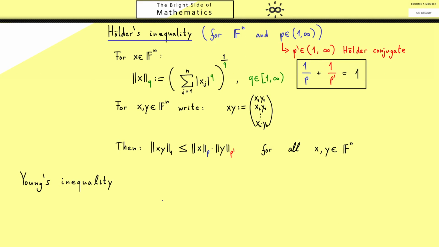In order to prove Hölder's inequality, we first need another inequality, which is known as Young's inequality. In fact, this one is very simple. We just look at positive numbers a, b, and then we conclude that the product ab is always less or equal than the following sum.